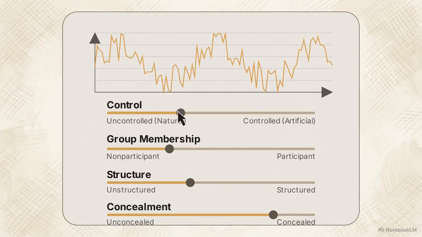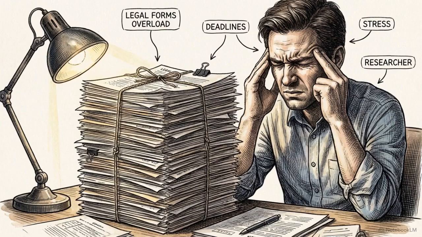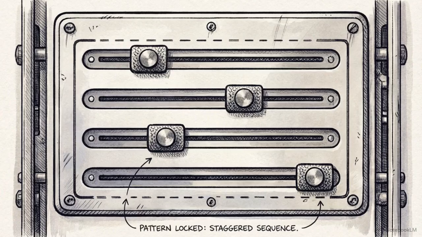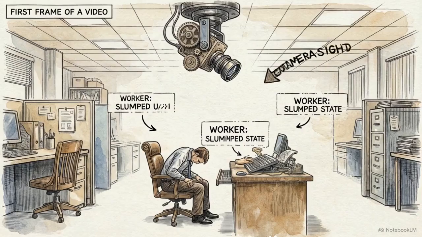Adjusting any single one of these sliders alters the type of data you generate. It also shifts the ethical burden placed on the researcher. Every observational study is a specific configuration of these 4 sliders. Adjusting them allows the researcher to calibrate the methodology to a specific business problem. Let's isolate the concealment slider.